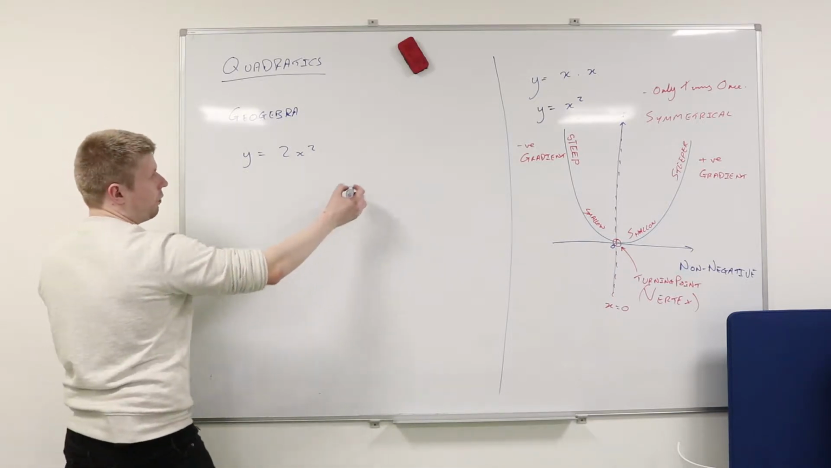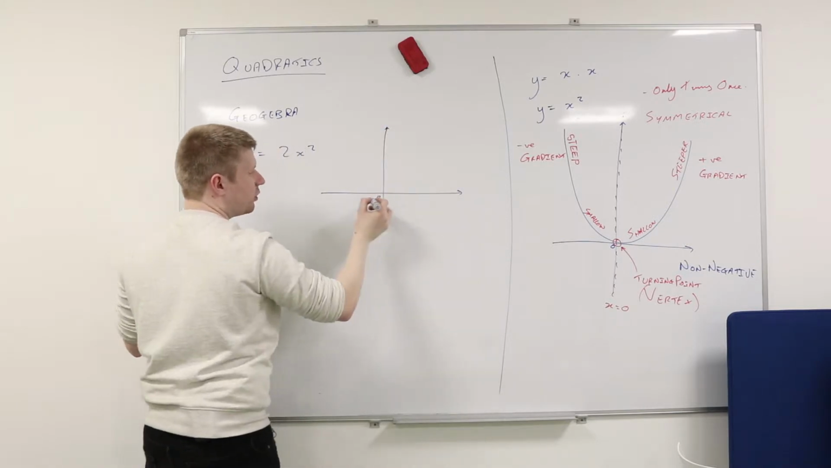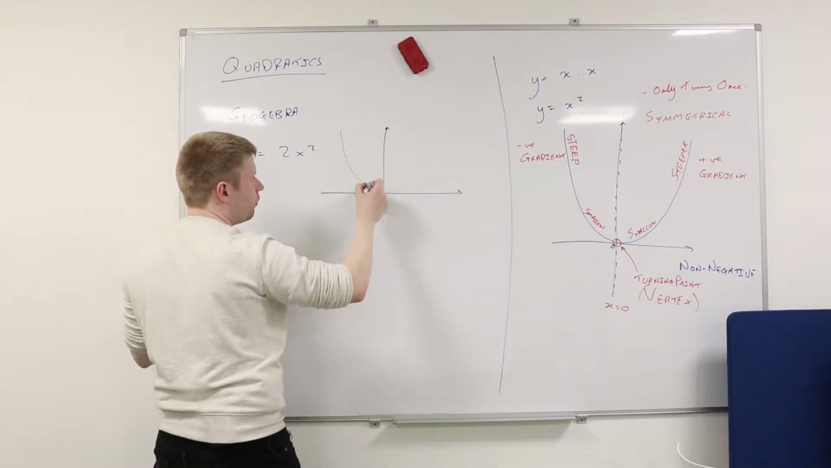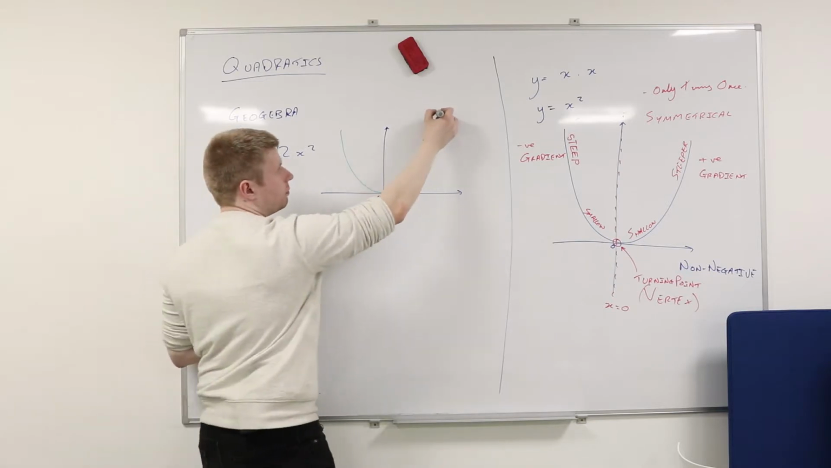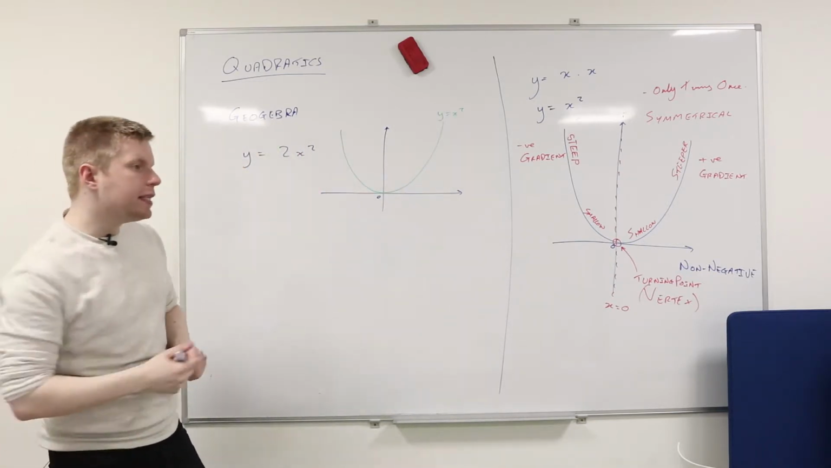Yeah, it's getting skinnier, right? So how could you describe that? If this is the original graph, I'll do this in green. This is my original graph, y equals x squared. You're saying by putting a 2 in front of that x squared, you're basically making it skinnier.